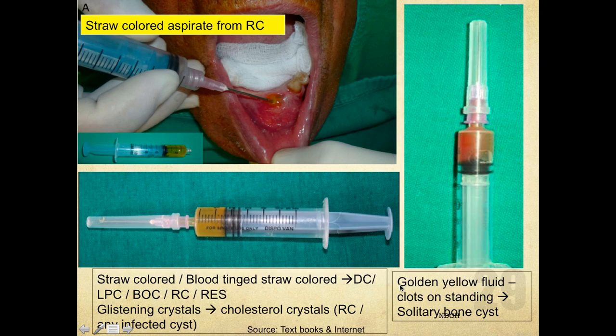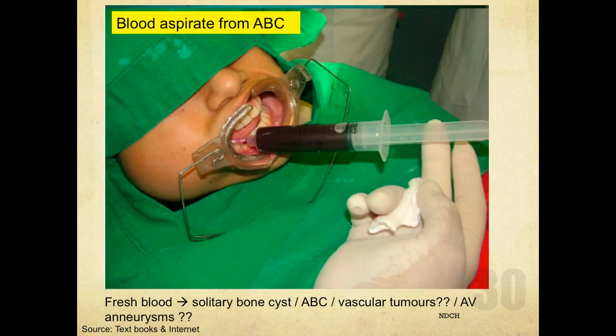When you aspirate a golden yellow fluid which clots on standing, it is indicative of a solitary bone cyst. Aneurysmal bone cysts and some vascular tumors, or even a solitary bone cyst, on aspiration yield fresh blood. That is, you get a bloody aspirate from these cysts. So this is a photograph wherein they have drawn the blood aspirate from an aneurysmal bone cyst.